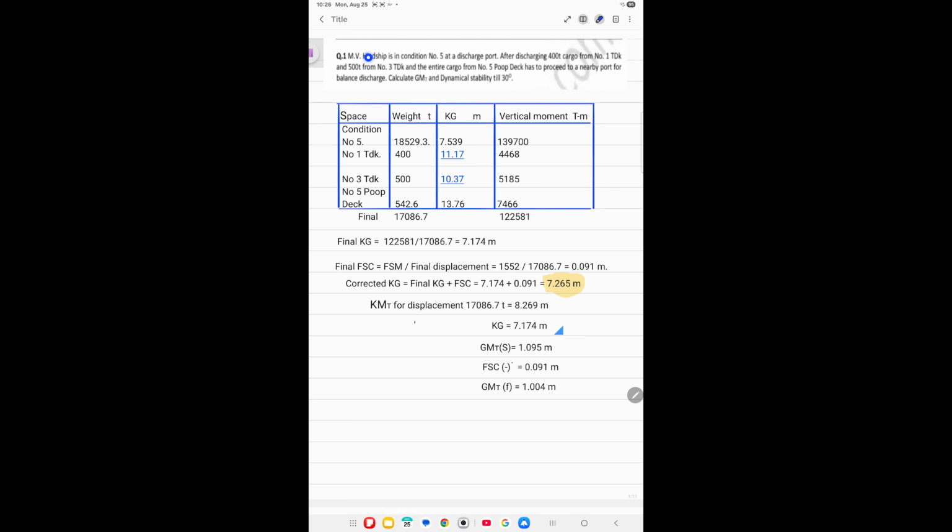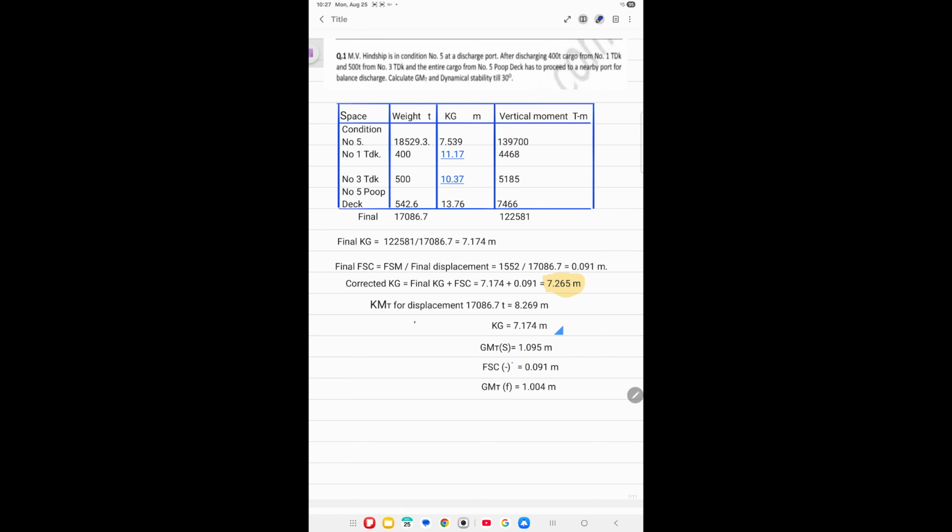So we have been given the arrival condition, which is condition number 5, and 3 discharge operations took place from number 1 twin deck, number 3 twin deck, and number 5 poop deck. And we have to find the departure condition, and on the basis of departure condition, we need to calculate GM transfers and dynamical stability till 30 degrees.